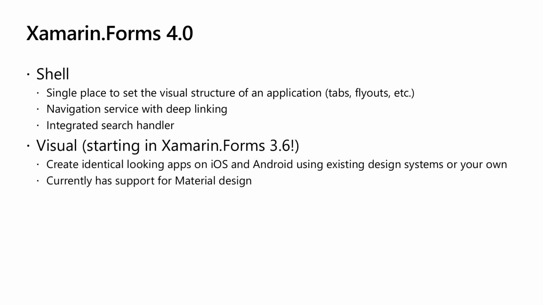The second thing is Visual, and that actually started in Xamarin.Forms 3.6, but we're going to continue to build on it in 4.0. And what Visual is, is the ability to set a design system for your app. So when you go and you create a new page or a new button or a new text box, it's going to look like your brand, or it's going to look the same as it would on both platforms.